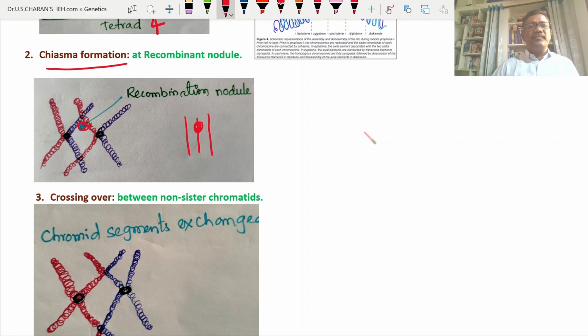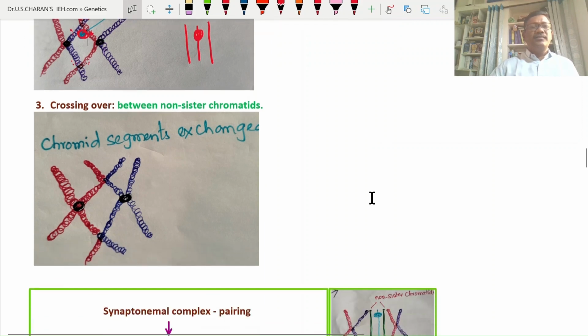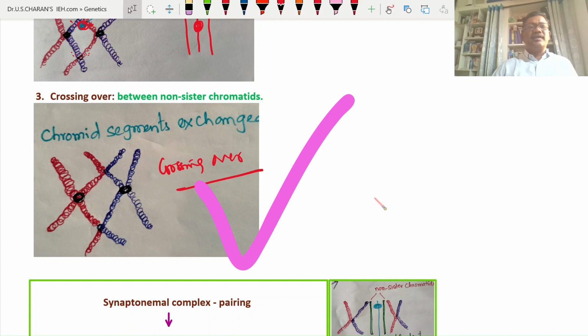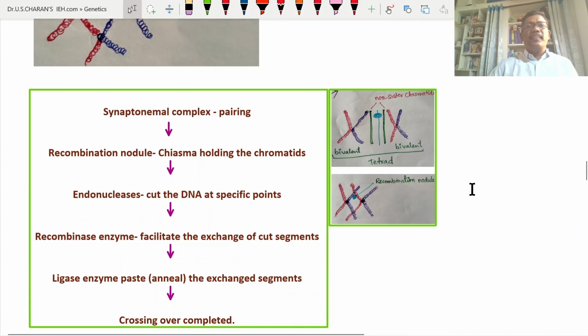The crossing over between non-sister chromatids. These two are the non-sister chromatids. In between the non-sister chromatids, the chiasma is forming. The crossing over is going to take place. So during this stage, after the chiasma formation, these chromosome segments are cut and exchanged. That is called crossing over. During the Pachytene stage, the crossing over is also completed.